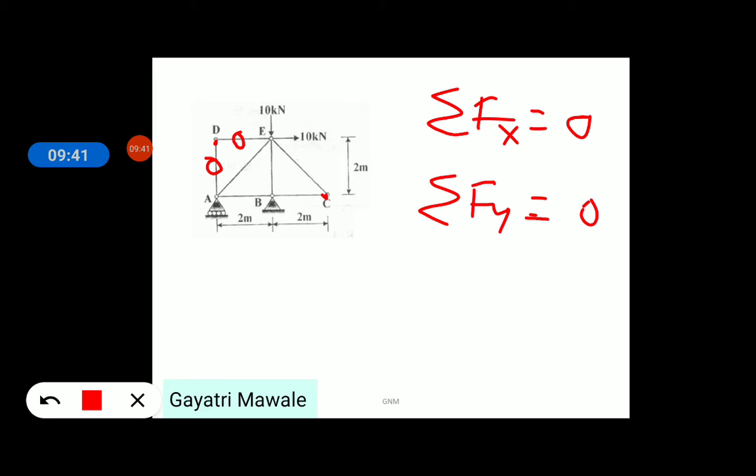If you look at C joint now, force in EC member will be 0, because to maintain equilibrium in Y direction, there is no other vertical force or its component other than FCE sine theta. So this force must be 0, and if this is 0, horizontal force must also be 0. So these are 0 force members in this truss.